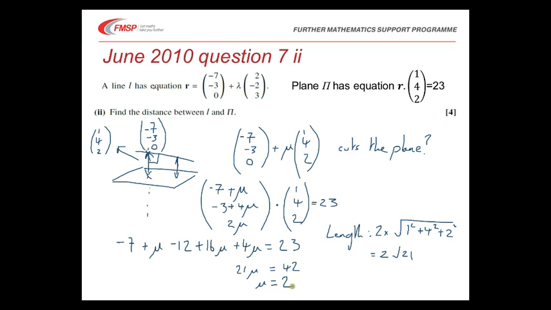As I say, there are a variety of other methods you could have used for this, and please refer to the mark scheme here and have a look at some and check that you understand the other ones as well. It'd be really useful revision to do that.